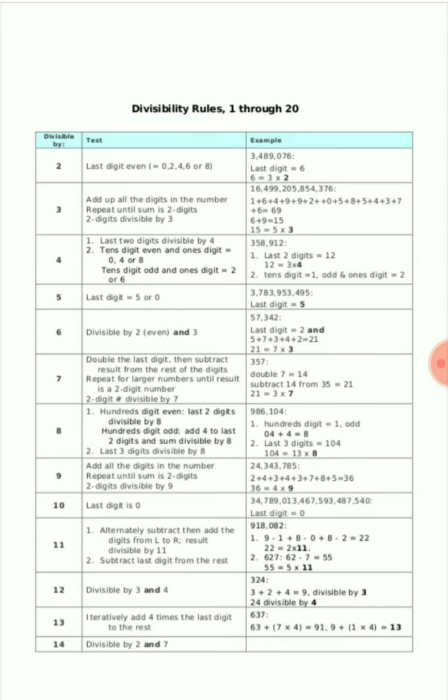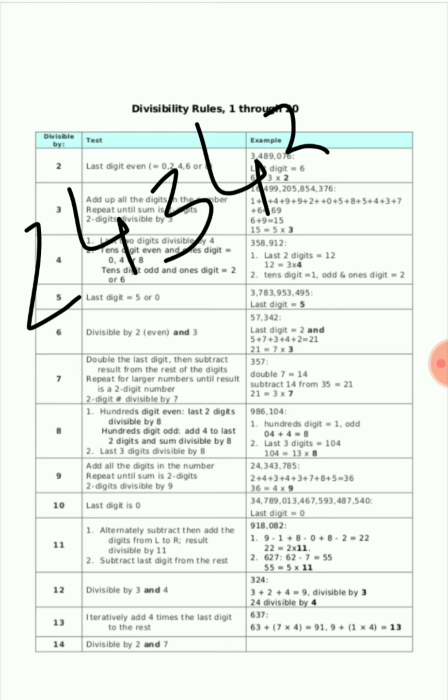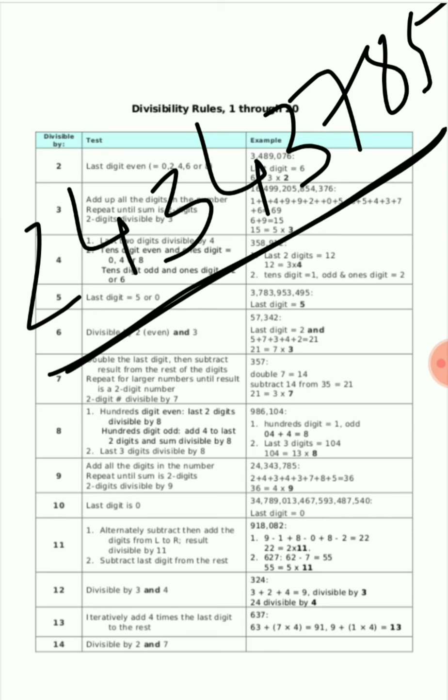Let the number be 24343785. Is this number divisible by 9? To check this, like 3, we just add the digits of the given number. Let's add the digits. 2, 4, 6, 6, 3, 9, 9, 4, 13, 13, 3, 16, 16, 7, 23, 23, 8, 31, 31 plus 5, 36.